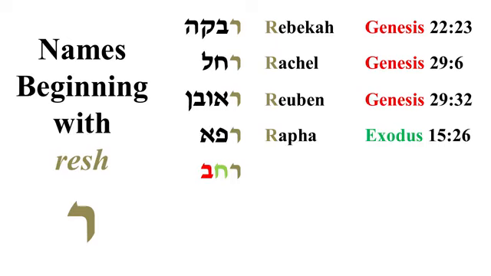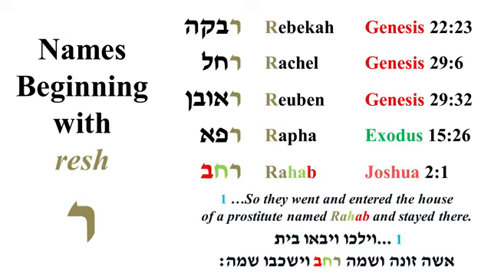Another one here is Resh, Chet, Bet. Rahab. In Joshua 2:1, "So they went and entered the house of a prostitute named Rahab and stayed there." Rachav in the Hebrew. Remember, they sent the spies into the promised land, and they were taken in and hidden by Rahab. Very nice.